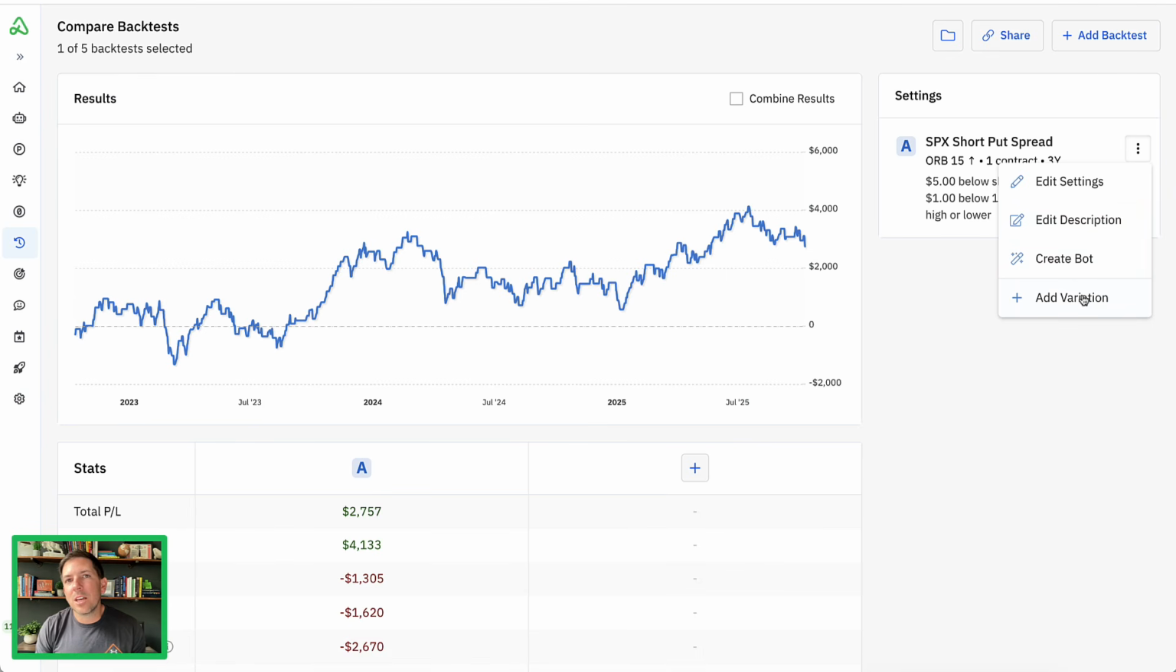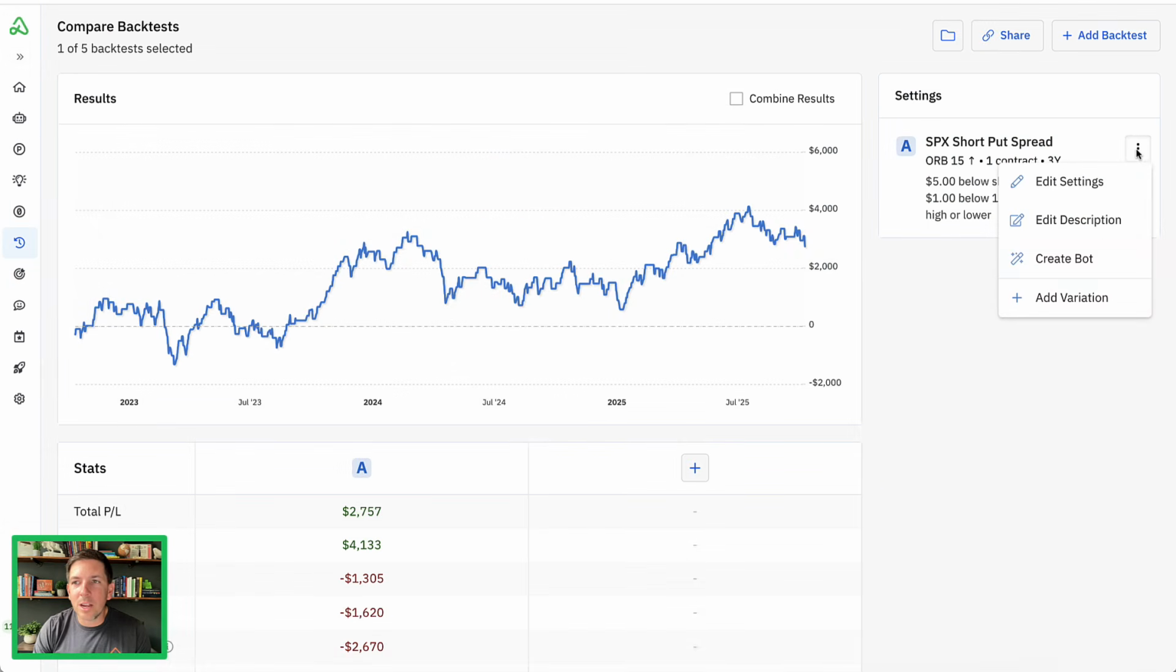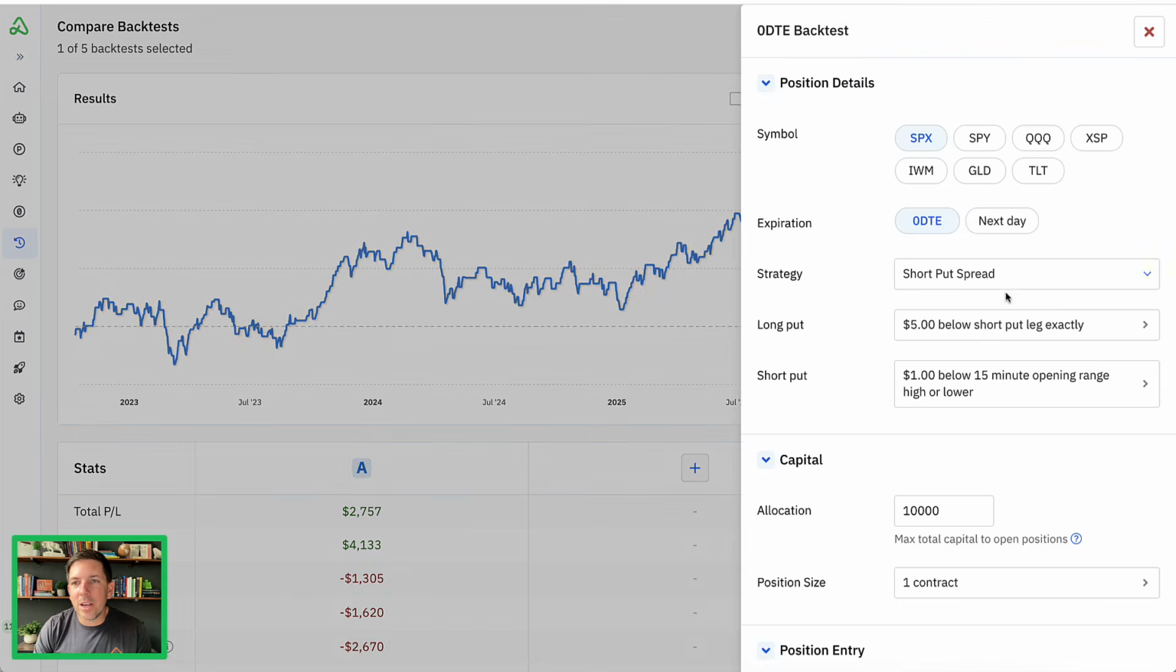We can start to test new ways of doing the breakout. So let me just add one really quick and then we'll wrap up this video. We'll come back here in the next video and do more testing, probably all testing in that video, testing a lot of variations. But in this case, we're going to take this one here. We're just going to add a variation. So click on the three dots, click add a variation.